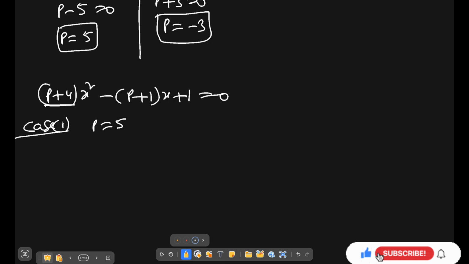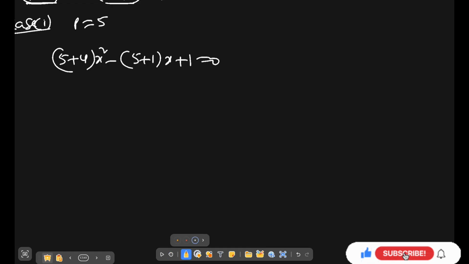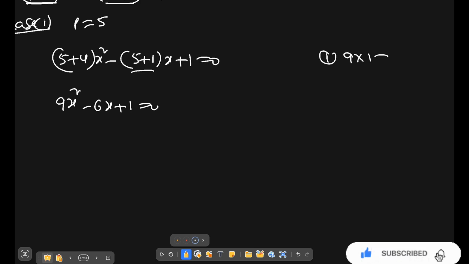So p plus 4 means 5 plus 4, x square, minus of p plus 1 means 5 plus 1, x plus 1 equals to 0. Now 5 plus 4 is 9x square minus 5 plus 1 is 6x plus 1 equals to 0. So again we have to find the zeros of this polynomial. Coefficient of x square is 9 and constant term is 1.